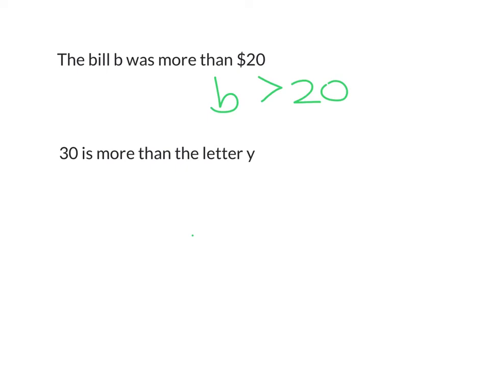This last one shows that with the inequality symbol, the letter doesn't always have to be on the left-hand side. So 30 is more than the letter Y. If 30 is more than the letter Y, then everything else is less than. So Y could be less than that. Is 28 less than 30? Yes. Is 40 less than 30? No. So I know it needs to point in that direction. Really this is all about translating these things into mathematical representations.